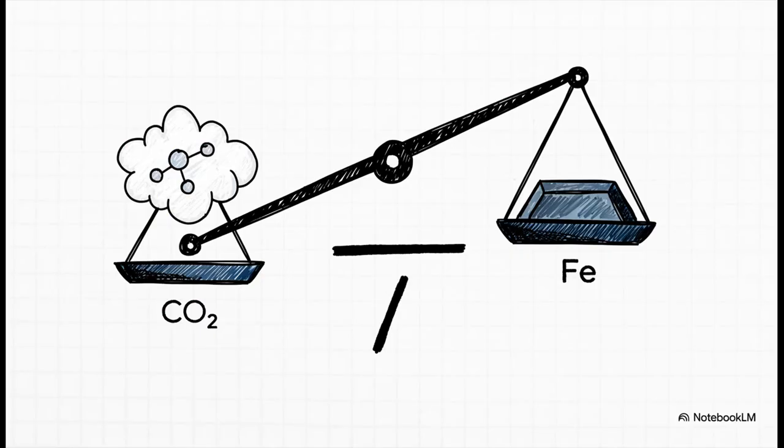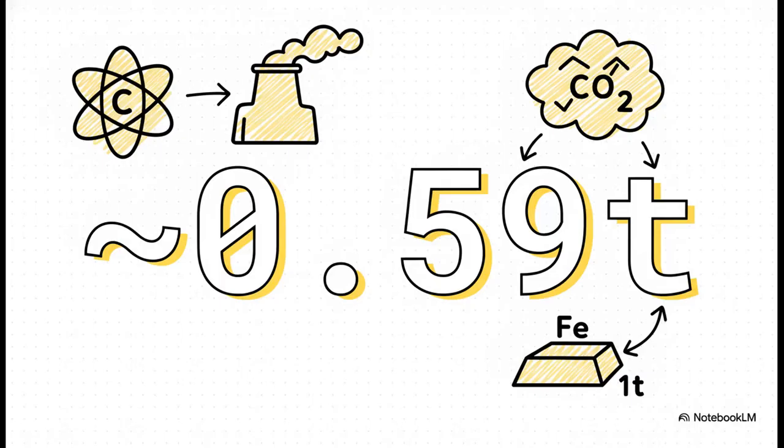And now for the final step of our calculation. We just need to find the ratio. All we have to do is divide the mass of the CO2 we produced by the mass of the iron we produced. So that's 132.0 grams of CO2 divided by 223.2 grams of iron. This will give us the exact amount of process emissions per unit of iron. And when you punch that into a calculator, you get a ratio of about 0.59. Since the units of grams cancel out, this ratio works at any scale, whether it's grams or tons.